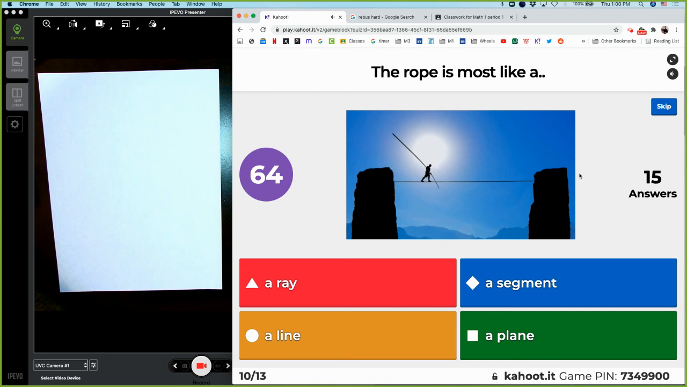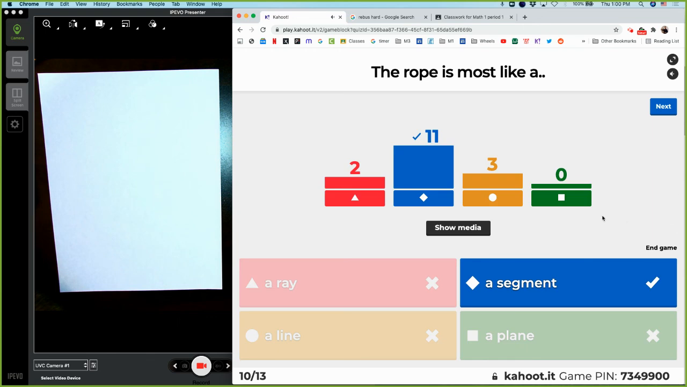A plane, but the kind you fly. Ew. Yeah, those are dangerous. It's true. Okay, we're gonna go with line segment.